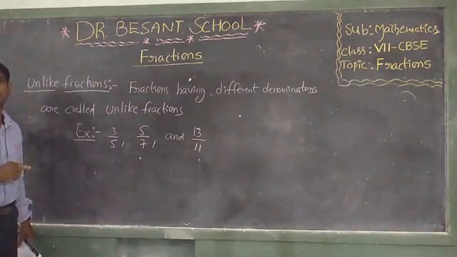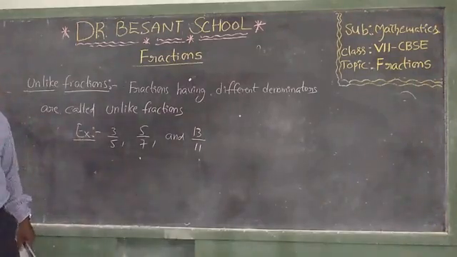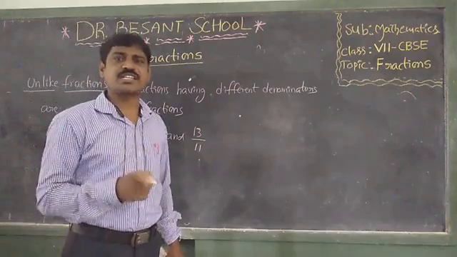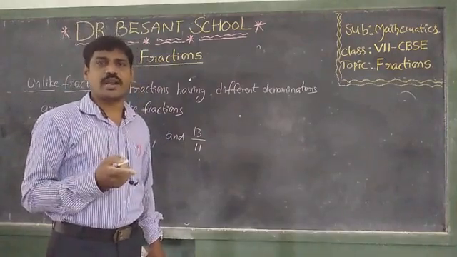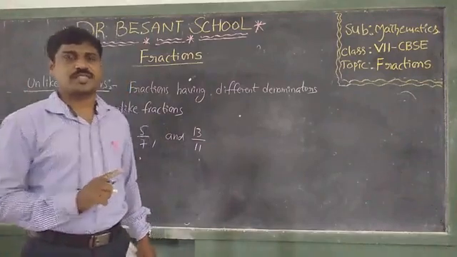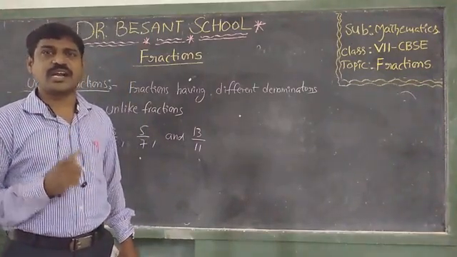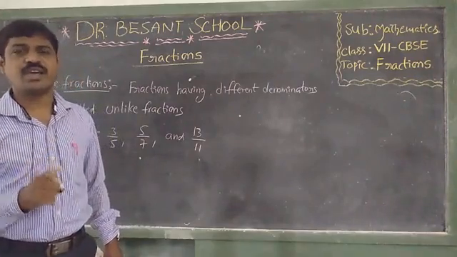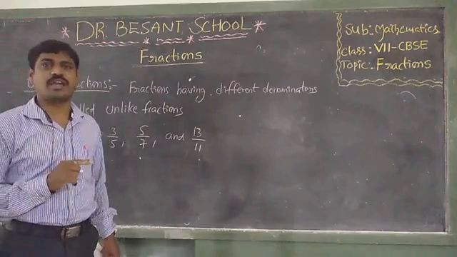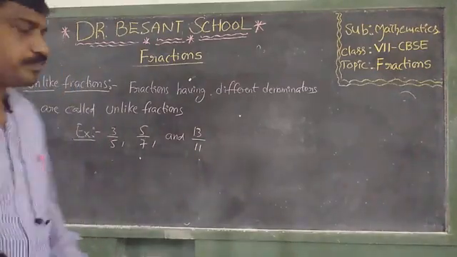I hope you understood very well, like fractions and unlike fractions. Fractions having the same denominator are called like fractions. Fractions having different denominators are called unlike fractions. Okay, children. Next, what about the definition of the fraction? A fraction is in the form of x by y, where x and y are natural numbers. Is it clear now? Next.